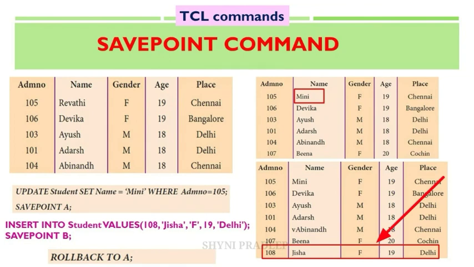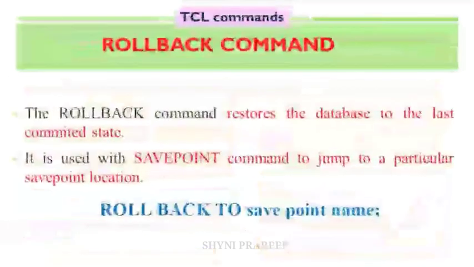So here you have to remember one thing. These values are stored in student table temporarily. Okay. When you are using commit command, the values will be saved permanently. But if you are giving savepoint command, the values will be stored temporarily. Okay. Next command is rollback command.